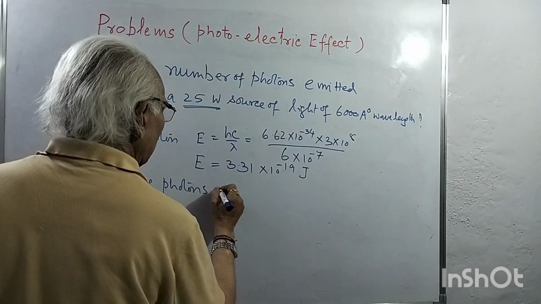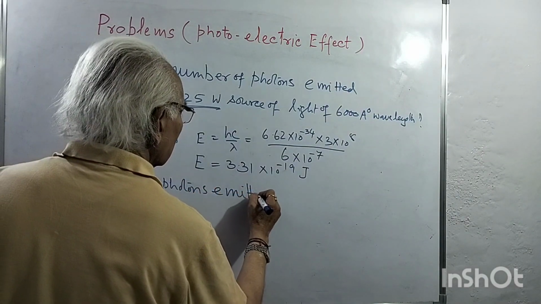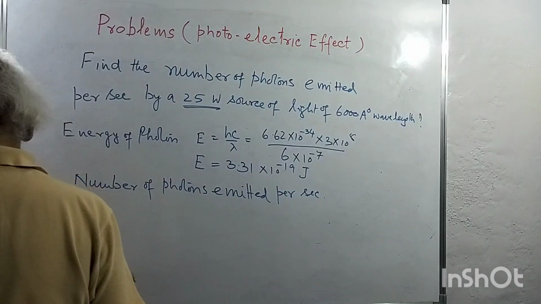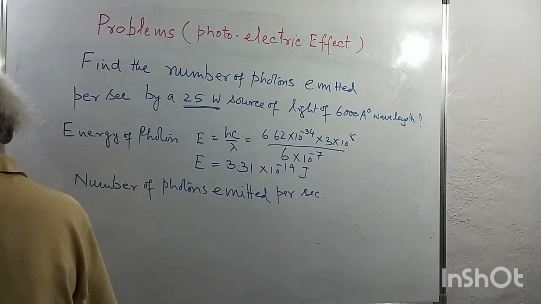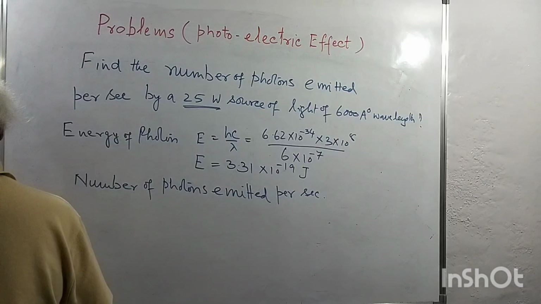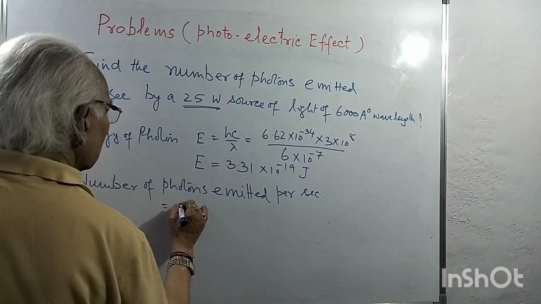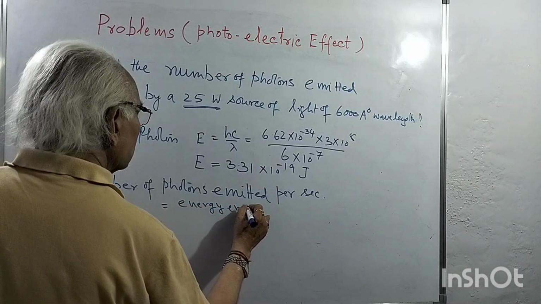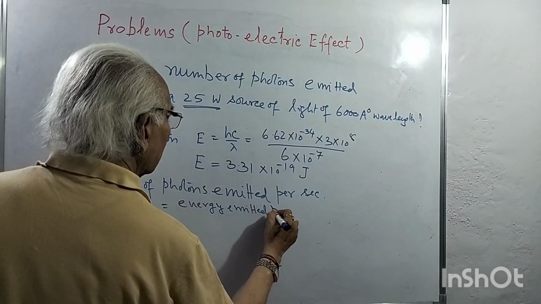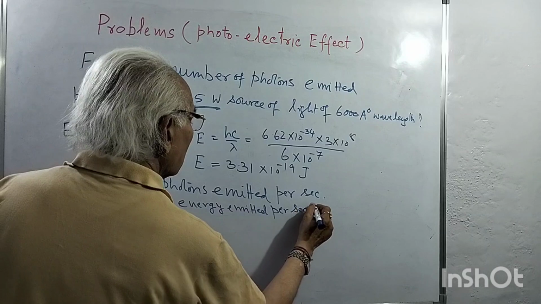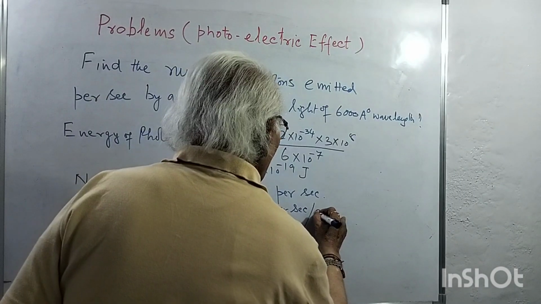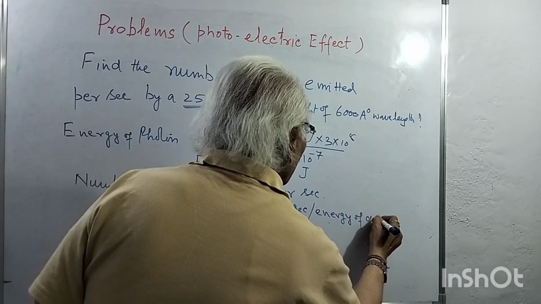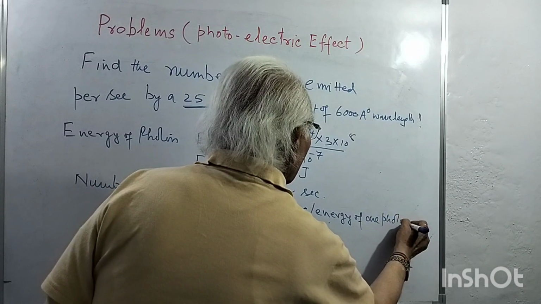Number of photons emitted per second. How to get the number of photons emitted per second? Energy emitted per second divided by the energy of 1 photon. That will give you the total energy divided by the energy of 1 photon.